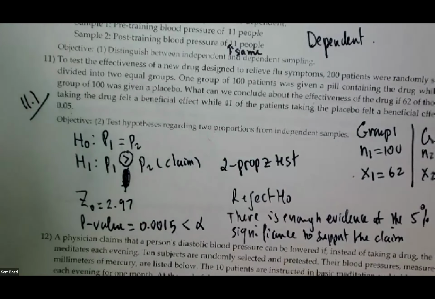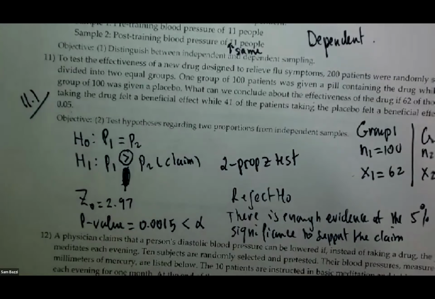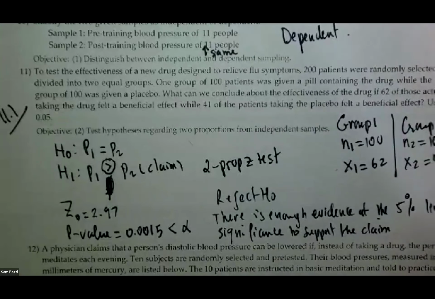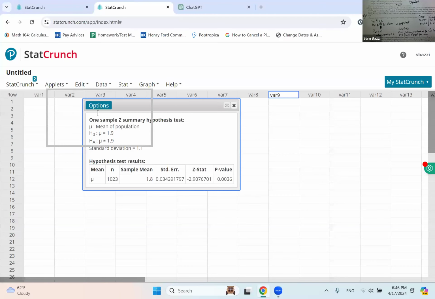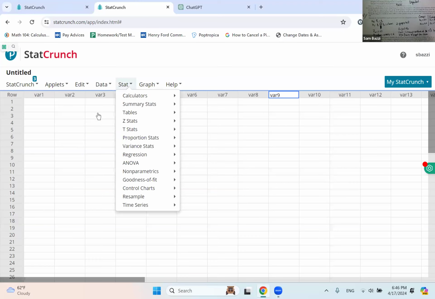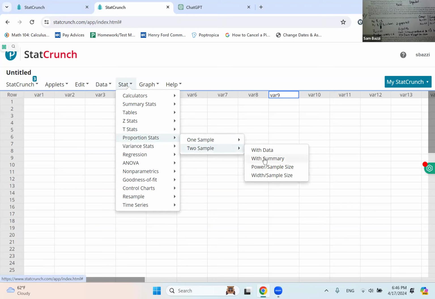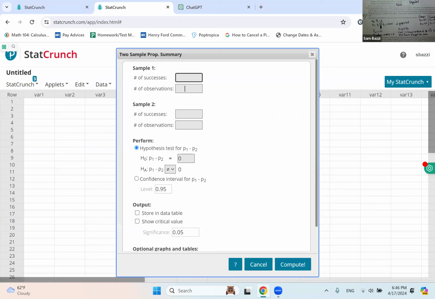That's it. How do you use StatCrunch for this one? I know some of you will be using StatCrunch. Okay, let's see. Share screen. Let me close this. You go to Stat, Proportion Stat. But look, guys, this time it's not one sample. You choose 2 samples with summary, not with data. I don't have the actual data.